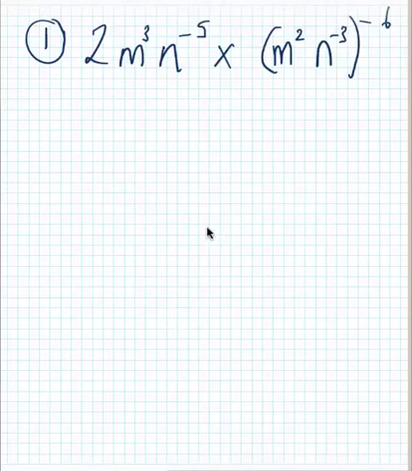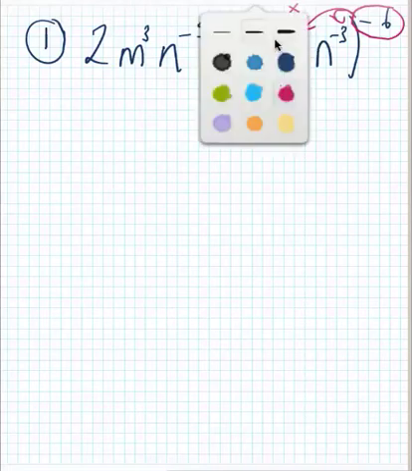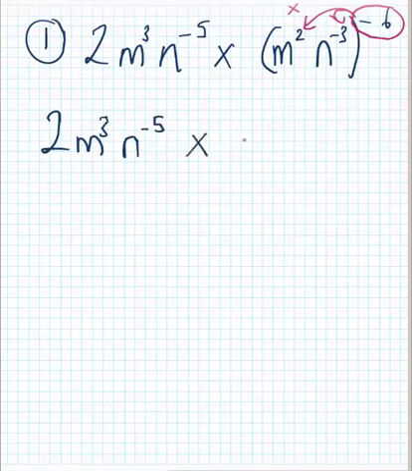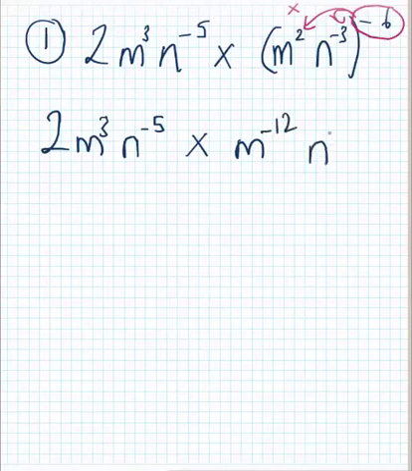And our first step will be to get rid of our brackets, just like if we had BODMAS, brackets are first. And we've got a negative 6 out here, and we multiply it with every other power inside the bracket. If you want to do arrows to remind you, in little times to remind you, you are multiplying those powers, not adding them. So this will stay the same for now. We have 2 m to the power of 3, n to the power of negative 5, times, I now have m to the power of 2 times negative 6 is negative 12, and negative 3 times negative 6 will give me a positive 18. And just double check your powers to make sure you haven't made a mistake.